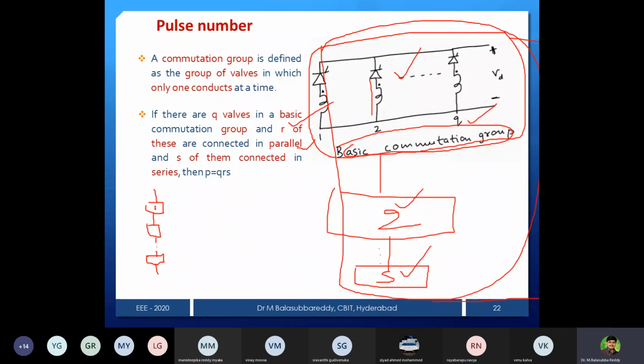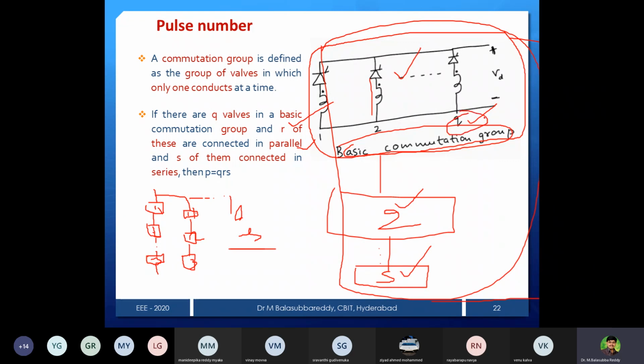We can say that 1, 2, and 3, you can consider this as one series. Like that you can connect another basic set, with the setup going parallel. This is another, and so on: 1, 2, 3, and so on. How many do you have to connect in parallel? There are r number of basic groups connected in parallel, and inside this there are q number of valves.